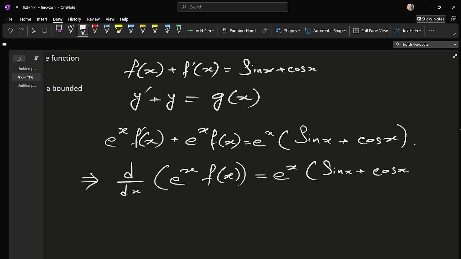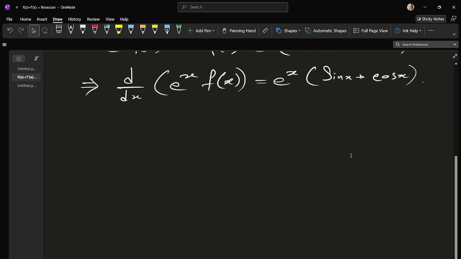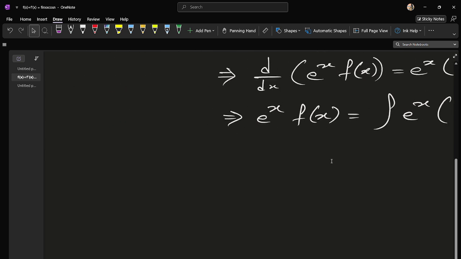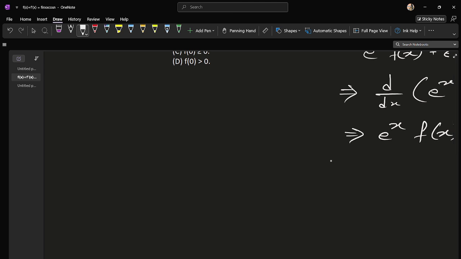Okay, very good. So after that, what can be done here? Now we are going to compute the integral. That means we can write e to the power x f(x) equals the integral of e to the power x times sin x plus cos x dx. So we have to only integrate this part. Now let us write on this side and calculate the integral.